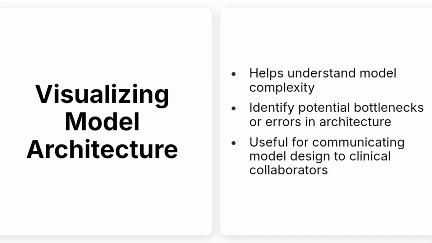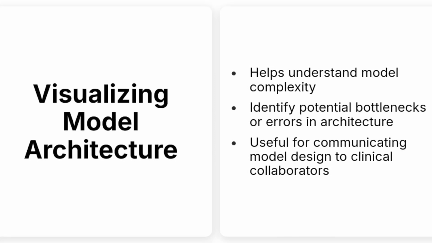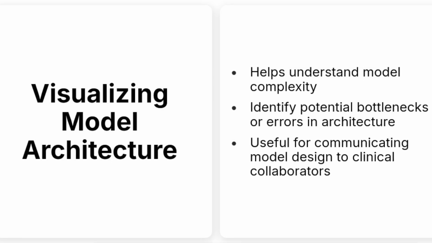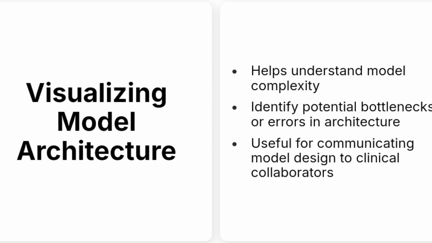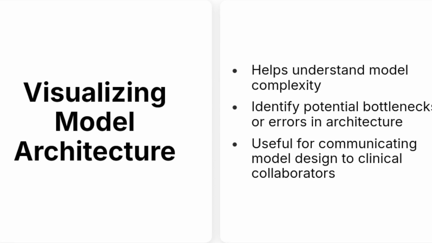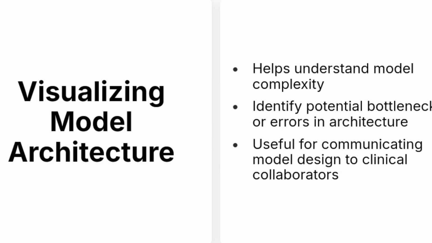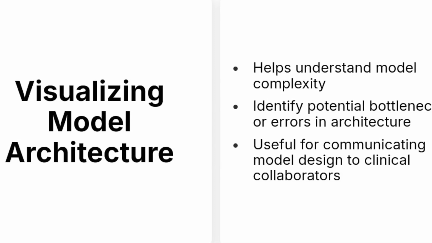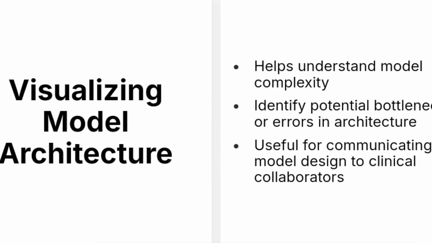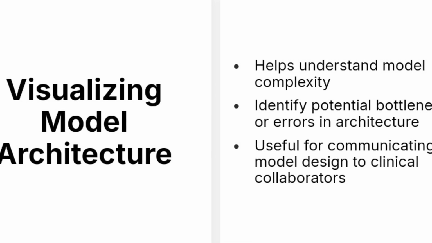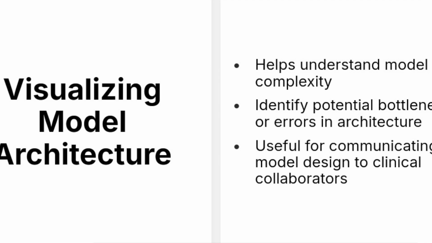Beyond that, we can visualize the model architecture. Visualizing the model architecture is important because it helps us understand the model complexity, and it helps us identify potential bottlenecks or errors in the architecture. It's also useful because ultimately, if you want a generalizable solution, it often makes more sense to utilize a smaller model as opposed to a larger model. You want to utilize the smallest model possible to capture all of the variance of the data. If you use sufficiently large models, you can overfit.